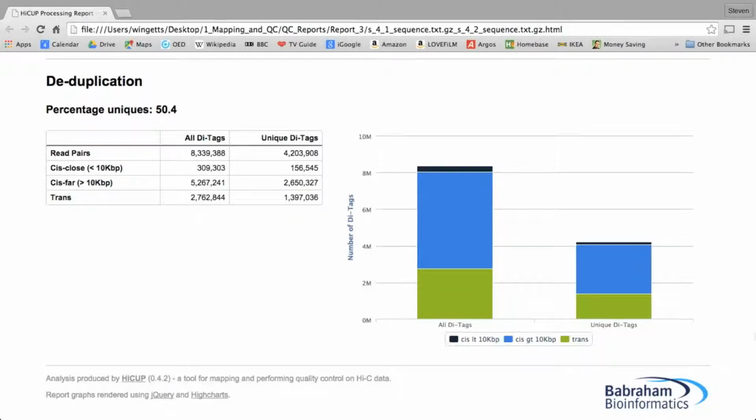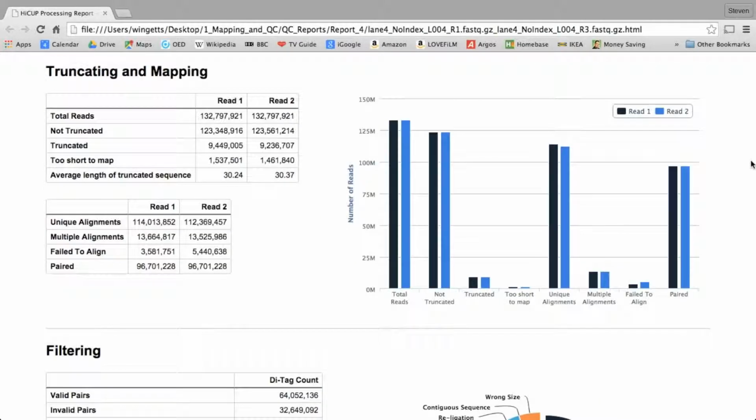The deduplication section of the HiCUP report is not particularly favourable either, with around 50% of the diatags being duplicates. This suggests that we've incorporated too many PCR steps in our protocol. So overall, this is a poor library, and although it may yield some results, it may be worth considering remaking the library. So looking at the last HiCUP summary report, once again in the truncation and mapping step, everything seems to be okay, with around 70% of the read pairs such that both reads of the pair could map uniquely to the reference genome.